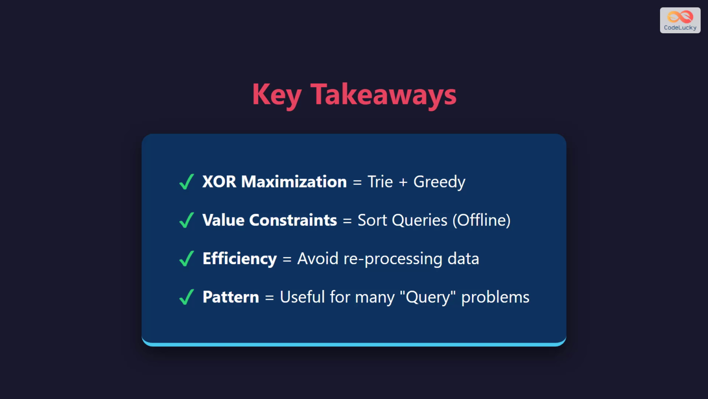To summarize, we use a trie for efficient bitwise searching. We sort the queries to handle the less than or equal to constraint efficiently, essentially building the trie incrementally as the limit increases. This pattern of offline queries is a powerful technique to keep in your toolkit.